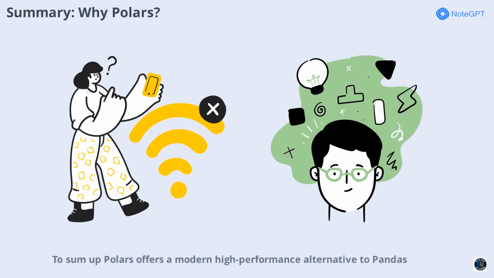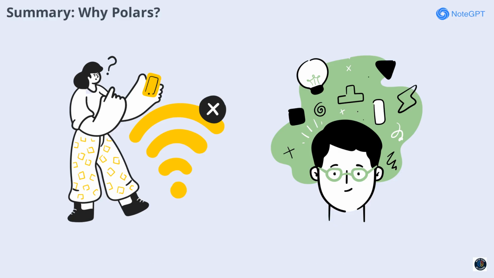To sum up, Polars offers a modern, high-performance alternative to Pandas. Its Rust foundation, use of Apache Arrow, and parallel first design make it ideal for large-scale data tasks. The shift from imperative to declarative programming, combined with lazy execution and advanced optimizations, delivers both speed and efficiency. If you're working with big data or want to future-proof your workflow, Polars is worth exploring.